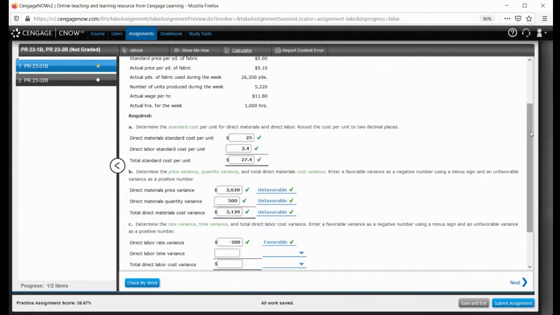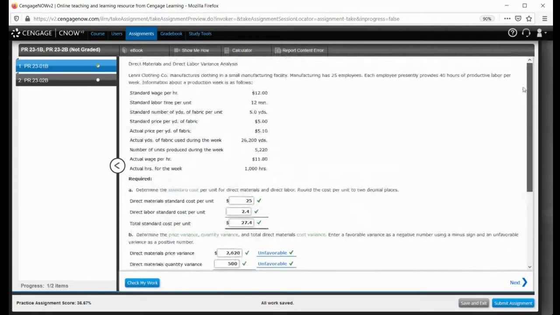Now, in the direct labor time variance, a lot of times they won't give you the standard number of hours. In this case, they did not give us our standard number of hours. What they told us was it takes 12 minutes to produce 1 unit. So we had to convert that to hours. First of all, you'll take your 12 minutes and divide it by 60 minutes. That will tell you the time it takes to produce 1 unit, which is 0.20 of an hour. Then to find the total standard hours we would have used, we multiply that 0.20 rate by the actual number of units produced.